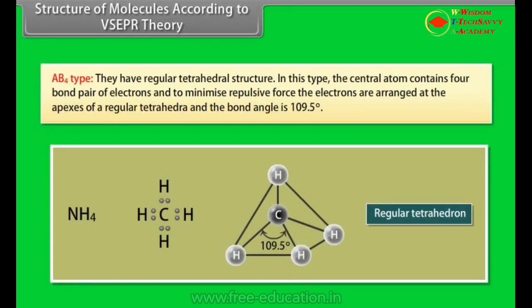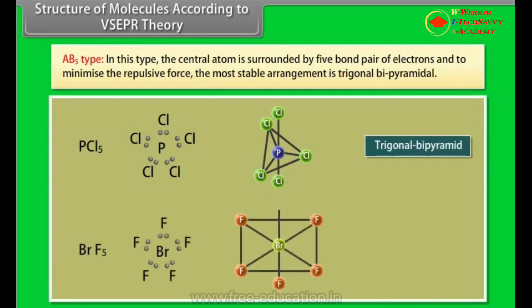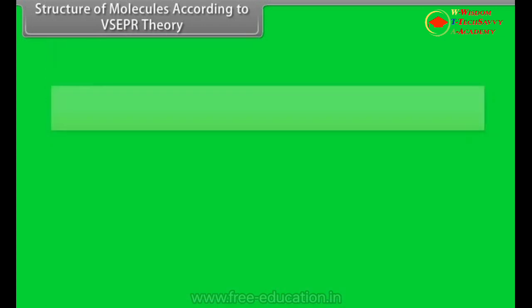AB4 type. They have regular tetrahedral structure. In this type, the central atom contains four bond pair of electrons, and to minimize repulsive force, the electrons are arranged at the apexes of a regular tetrahedra, and the bond angle is 109.5 degree. AB5 type. In this type, the central atom is surrounded by five bond pair of electrons, and to minimize the repulsive force, the most stable arrangement is trigonal bipyramidal.